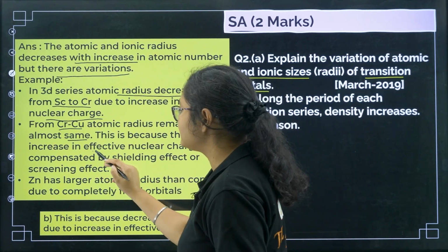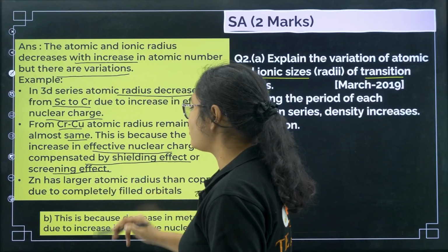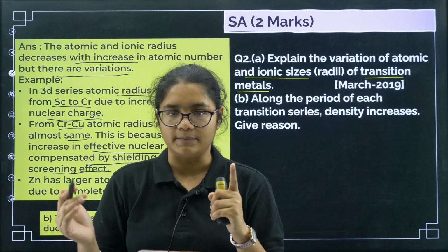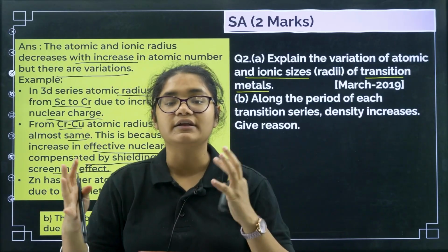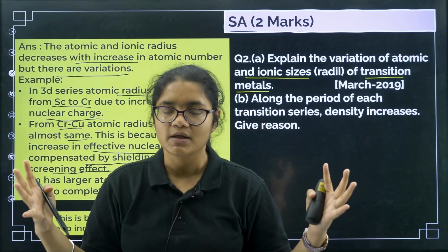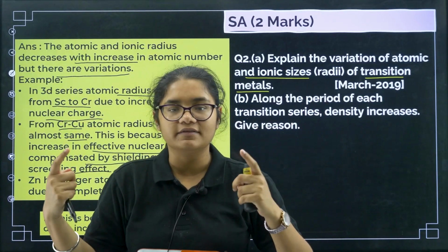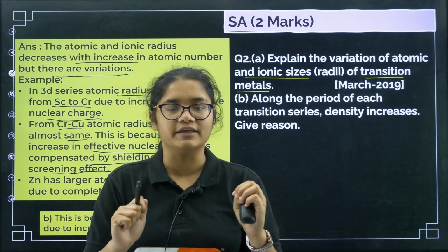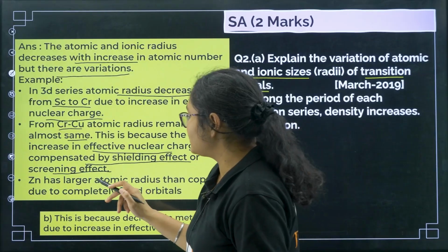This is because the increase in effective nuclear charge is compensated by the shielding effect or the screening effect. Now see, when you are moving from chromium to copper, the d electrons are filled, right? These d electrons cause inter-electronic repulsion, and they try to increase the size of the atom. The effective nuclear charge tries to reduce the size, d electrons try to increase the size. So as a result there is a balance between both of them and the size remains constant up to copper. Now after copper what happens?